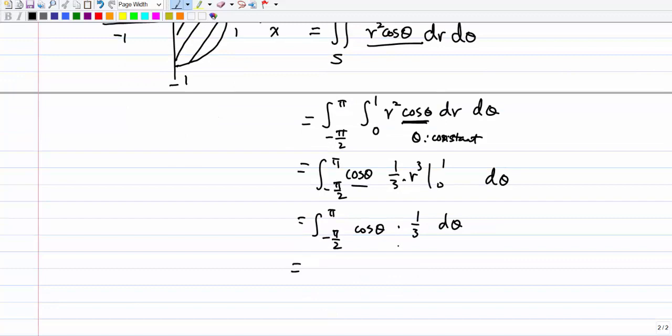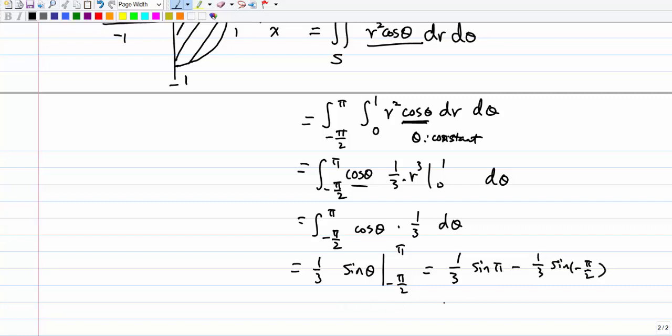So I keep the 1/3 outside. The integration of cosine theta is sine theta, from negative pi over 2 to pi. Okay, so which is 1/3 sine pi minus 1/3 sine negative pi over 2. So sine pi is 0, gone, and sine negative pi over 2 is negative 1, so it's basically 1/3. Okay, so this is the second one.